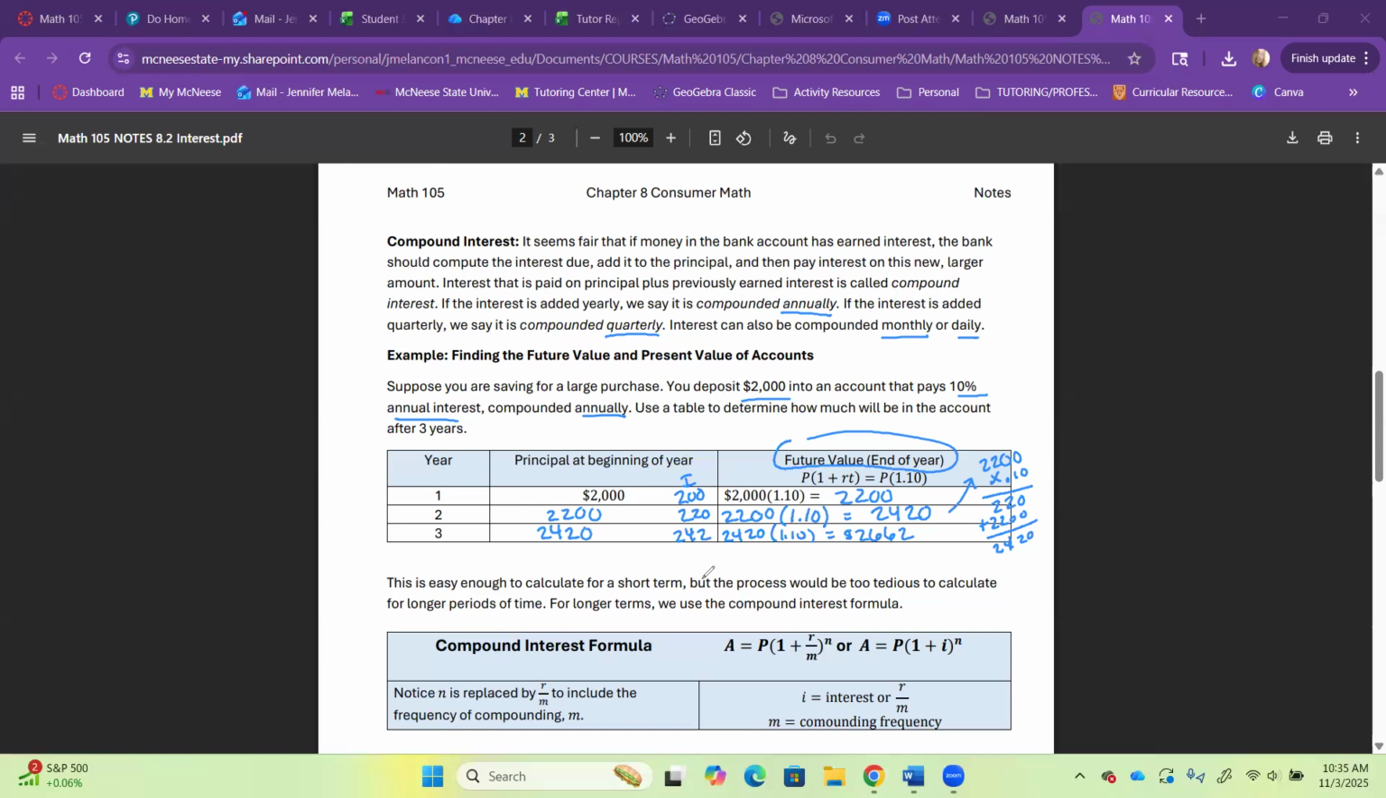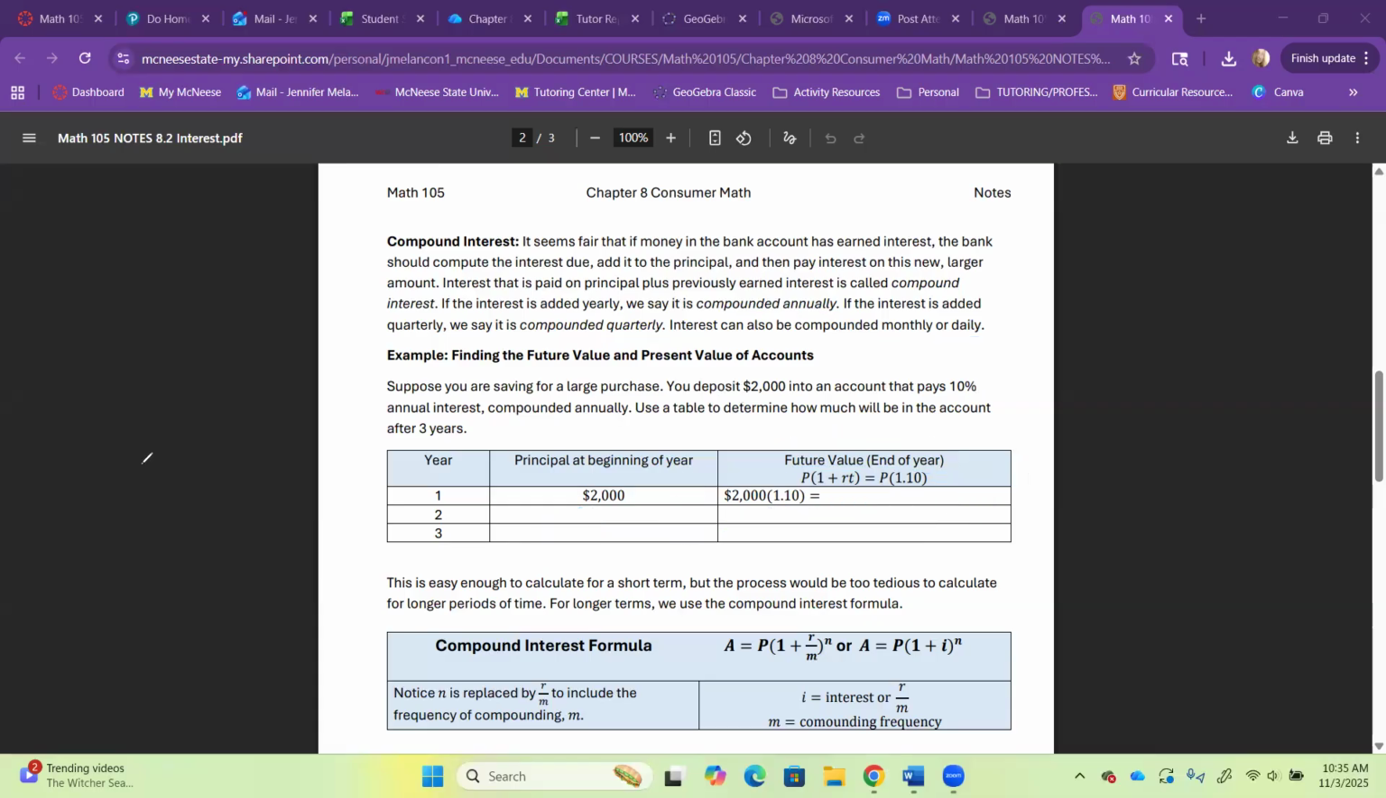So what do you expect is going to happen if you leave that money alone for a long time? What do you think is going to happen? It's going to continue to go up. The interest amount that I get each year is going to go up and up and up. And so that just increases your savings power, which is why Albert Einstein said compounding interest is one of the greatest forces. All right, so this is easy enough to calculate for a short term, but the process would be way too tedious if we were to try to calculate it for a long time. So for longer terms, we're going to use a special formula called the compound interest formula.